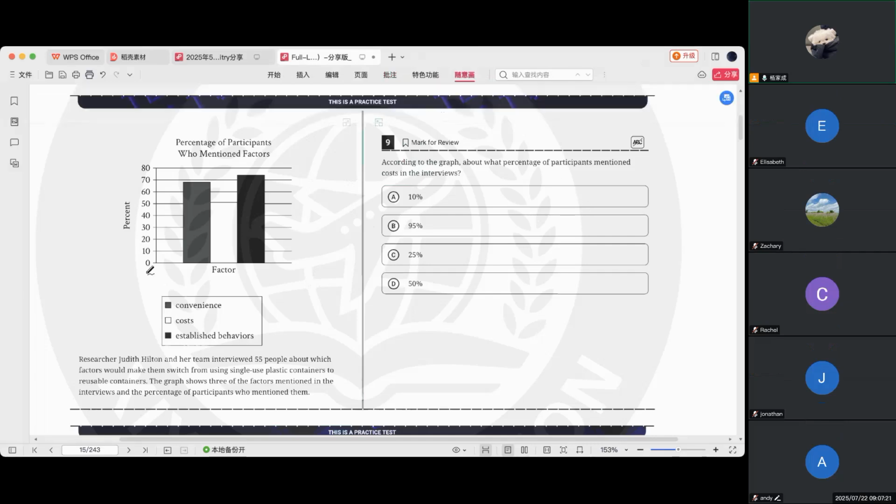So here the passage is saying that the graph shows three of the factors mentioned in the interviews and the percentage of participants who mentioned them. And the question is asking for the percentage of participants who mentioned costs in the interview. So it will be this part, because cost is the white bar, and then the corresponding percent is 50%, so that's why it's D.